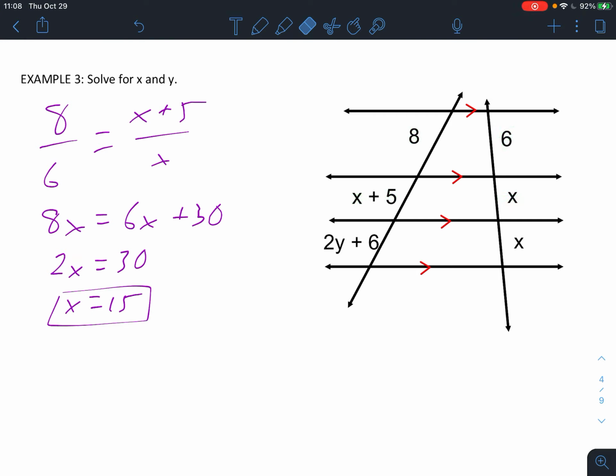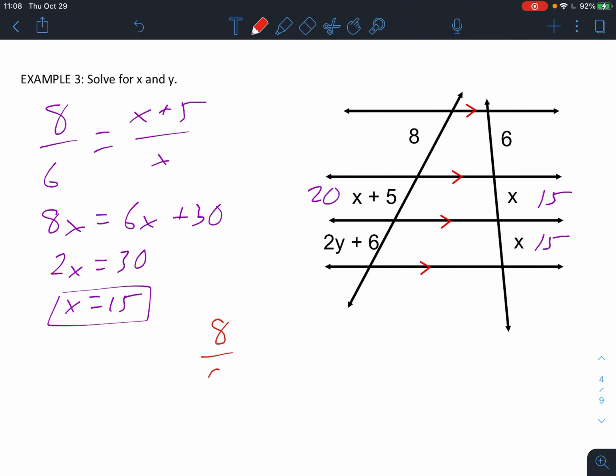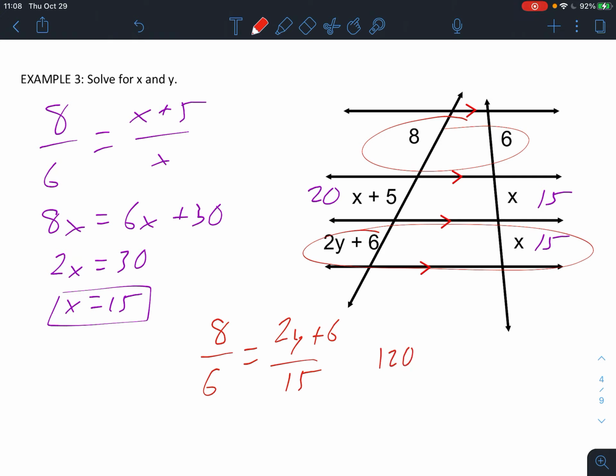All right, let's put that back into our expressions over here. I know this side is 15 plus 5, 20. I know this piece right here is 15. I know this piece right here is 15. All right, to find y, we're going to use the same ratio, 8 to 6. Now we're going to use these two. So 2y plus 6 is with 15. So 8 times 15 is 120. Distribute the 6, we get 12y plus 36. Subtract 36 from both sides, we get 84 equals 12y. And divide both sides by 12, we get y equals 7.